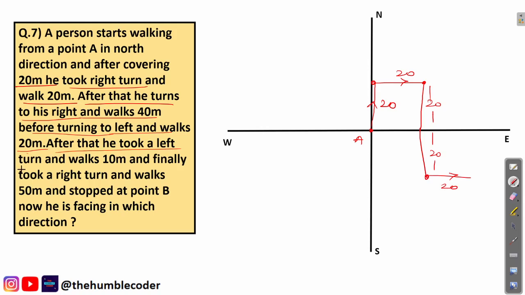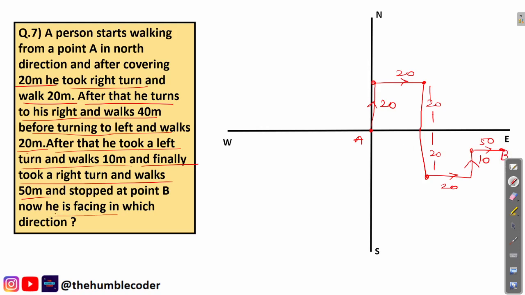After that he took the left turn and walks 10 meters. Again he took a left turn and walks 10 meters. So this direction, so this is 10. And finally he took a right turn and walks 50 meters. So right turn will be in this direction and 50 meters. So right now he is at this position and stopped at point B. So this point is point B.